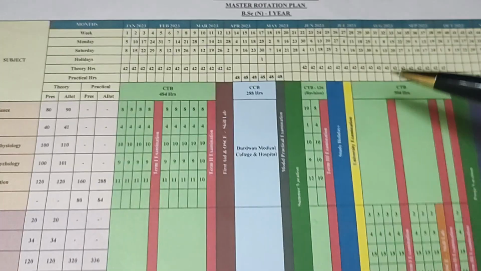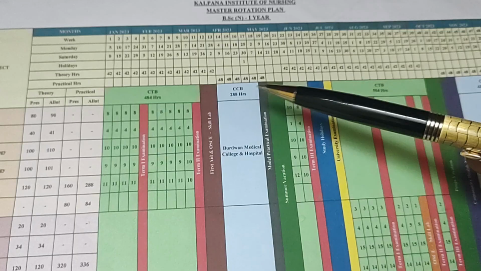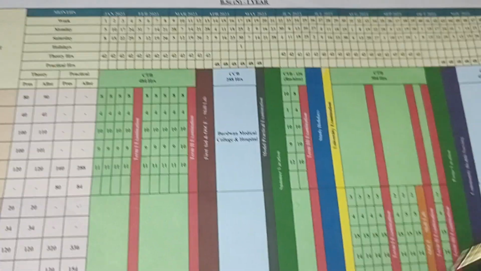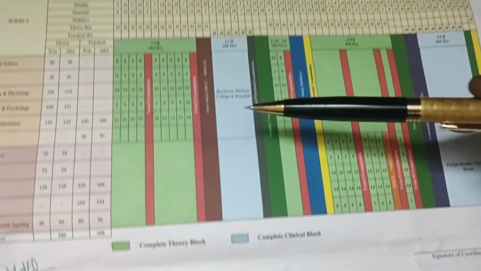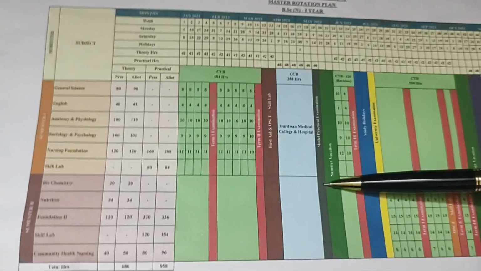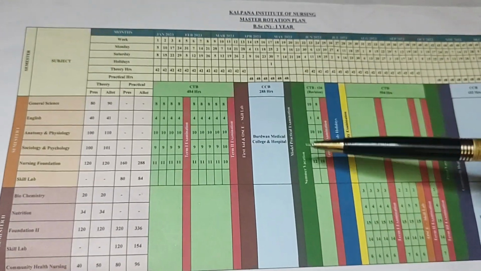So understand: what is the prerequisite for making a clinical rotation plan? First is the master rotation plan. In the master rotation plan, whichever month is shown as a clinical month, that month alone you have to make the clinical rotation plan for. It can be made either for the 6-month system or for the 1 year. Though it is a semester system, we divided it into 2. If you want to show another plan also, there is no harm in it, but in a separate plan.